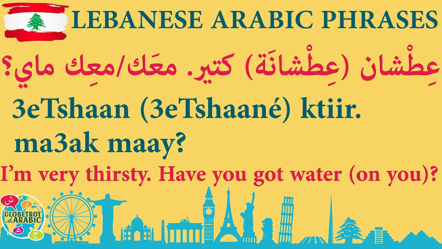عطشان كتير. معك مي? I can also say أنا عطشان كتير. معك مي? The feminine form has the "i" sound at the end. Masculine is أنا عطشان. The feminine is أنا عطشان. أنا عطشان كتير.